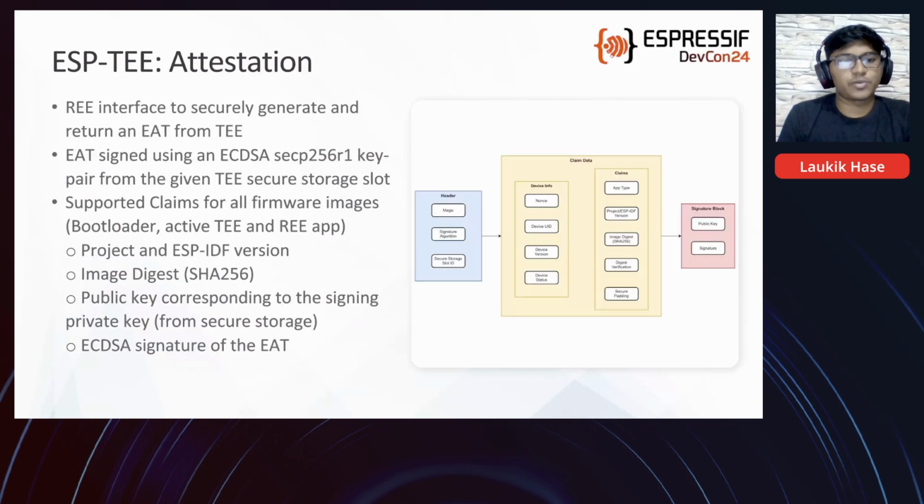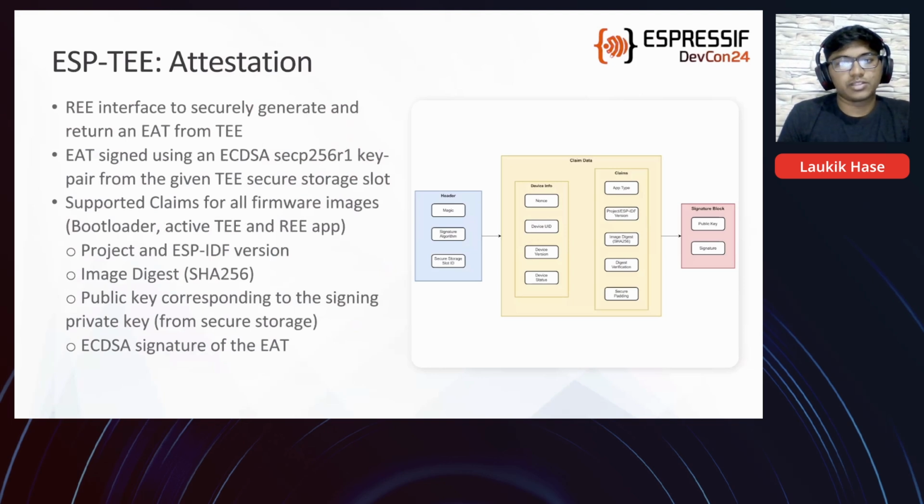So the ESP-TEE framework provides an interface to generate and return a token from the TEE. The EAT is signed using the 256-bit ECDSA key material from the TEE secure storage, as we already saw, and this slot number is given in the attestation request itself.